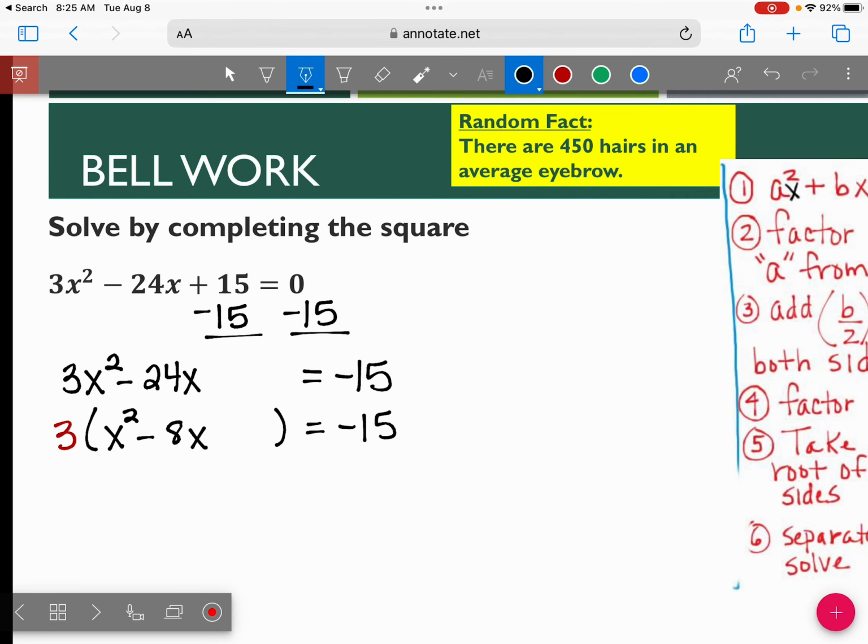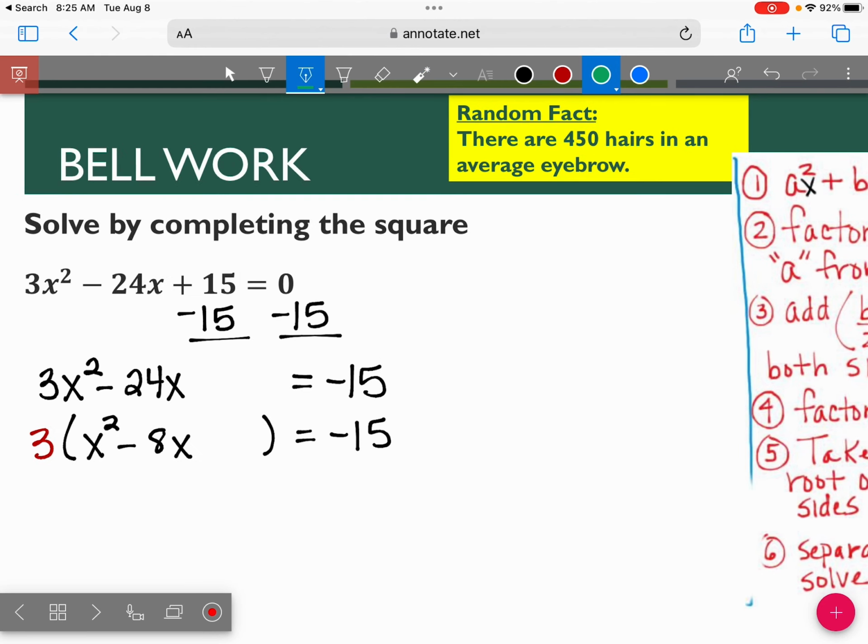Now, when you divide both of those terms by 3, my new b value is negative 8. So now we're on step 3 where it says add b over 2 squared. I'm not adding negative 24, it is not my b value anymore. Because I factored out a 3, this is now my b value. So I want you to take this negative 8, divide that by 2, and square it.